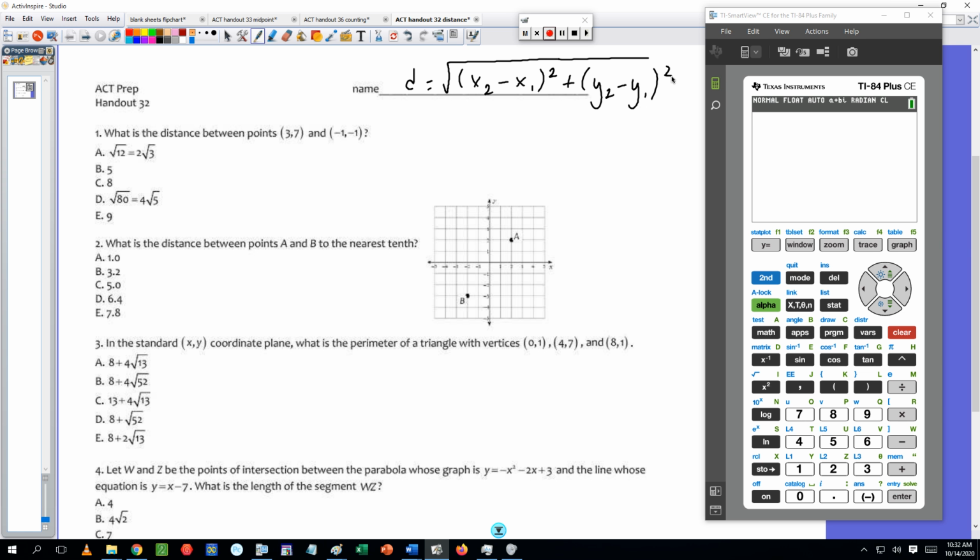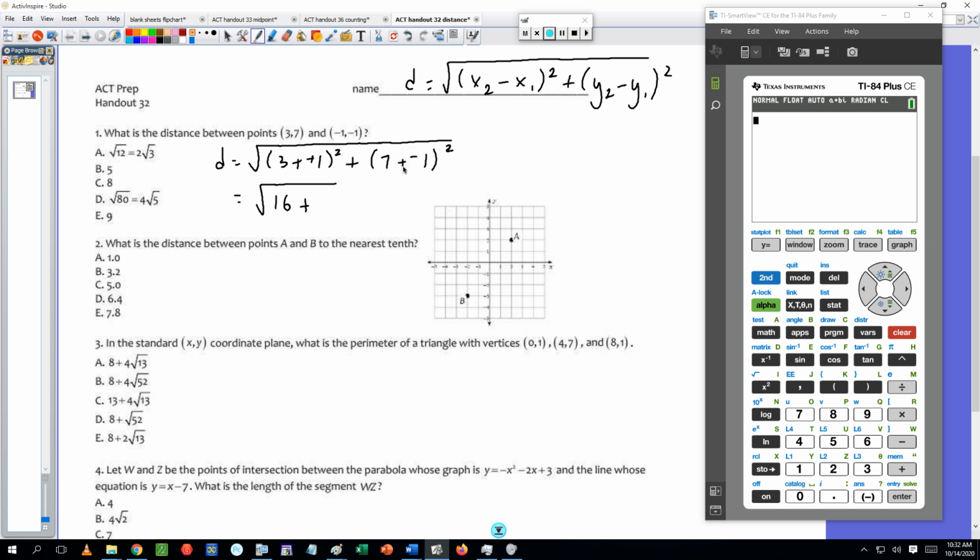What is the distance between the points? So we'll subtract our two x's and we'll subtract our two y's. 3 take away -1 means you're adding a 1. 3 plus 1 is 4. 4 times itself is 16.